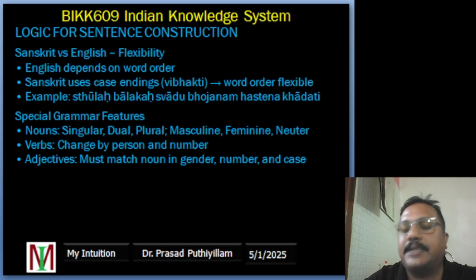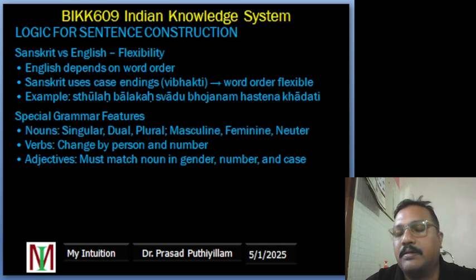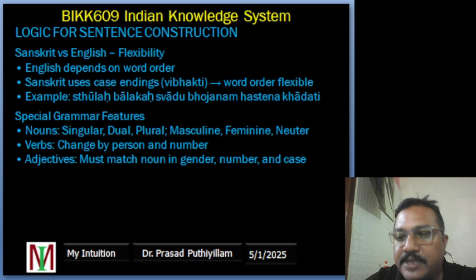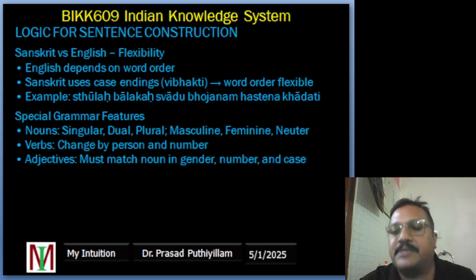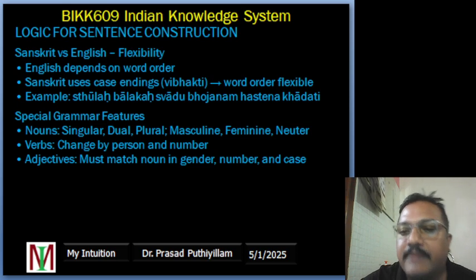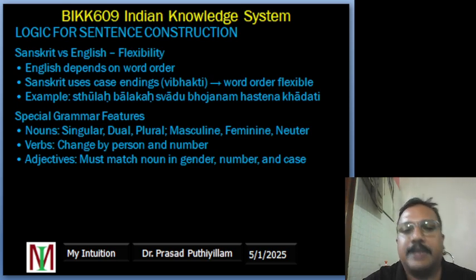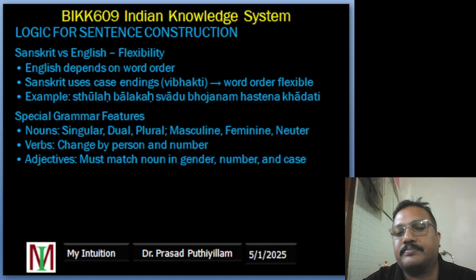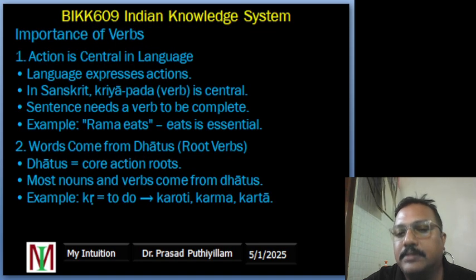So in Sanskrit, it is the word endings, not the word order, which matters the most. So that's why Sanskrit sentences are flexible, but still very clear and correct. Move on to the next slide.